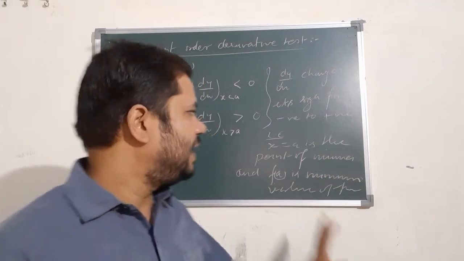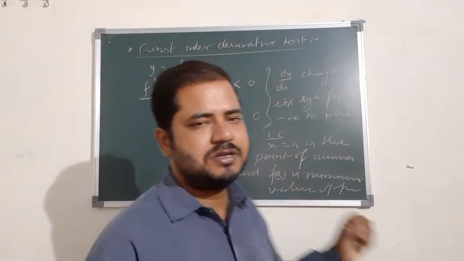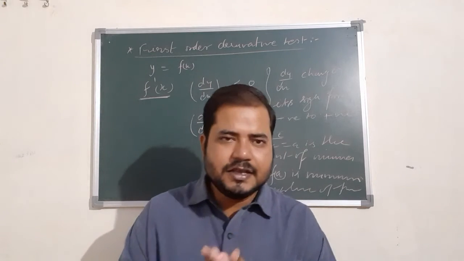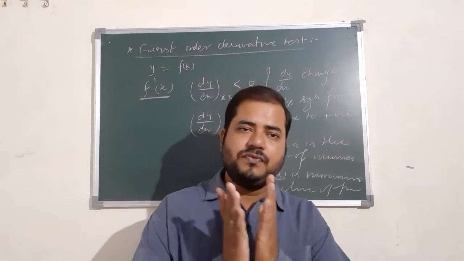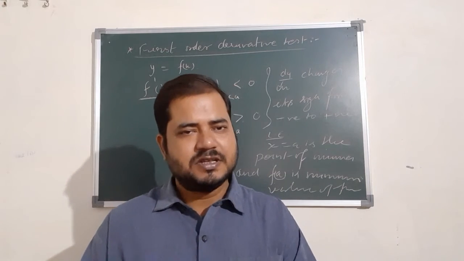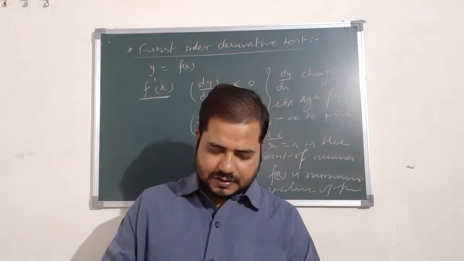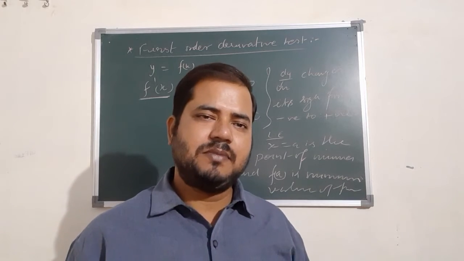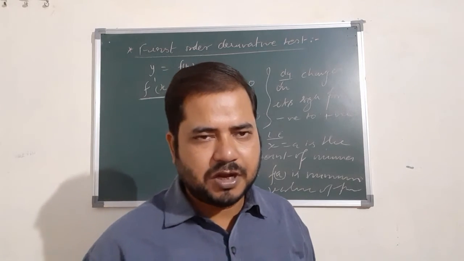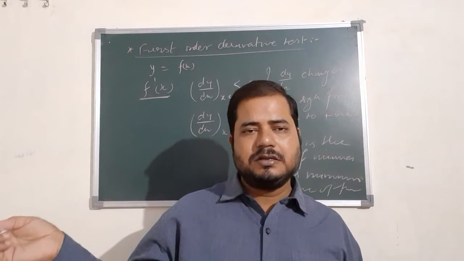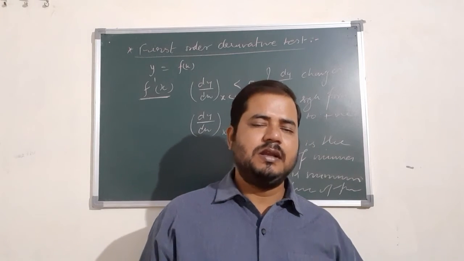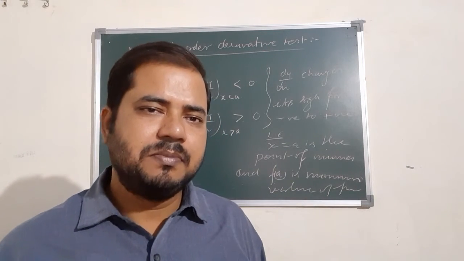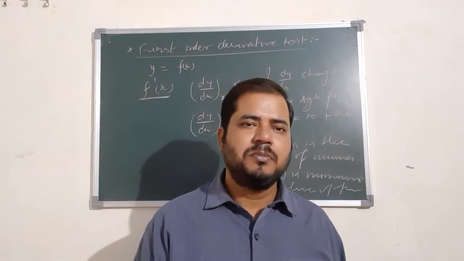So in this manner, we have to know about the first order derivative test. This is very important, very useful, and easy also. First we find dy by dx, that means f dash x, and see that if left to the point it is positive and right to the point it is negative, it changes its sign from positive to negative. And if left to the point it is negative and right to the point it is positive, it changes its sign from negative to positive, and in this case this is the point of minima.